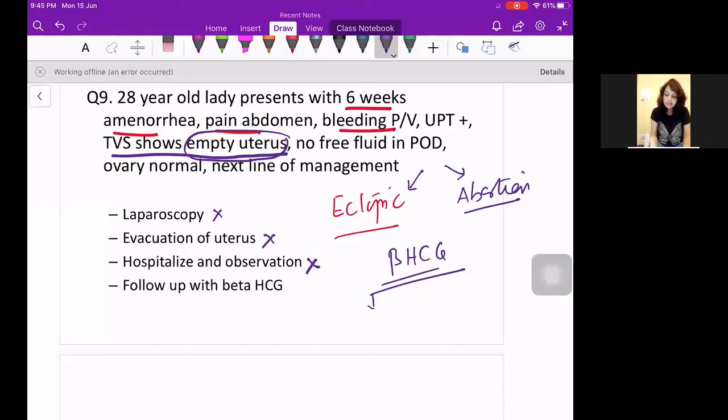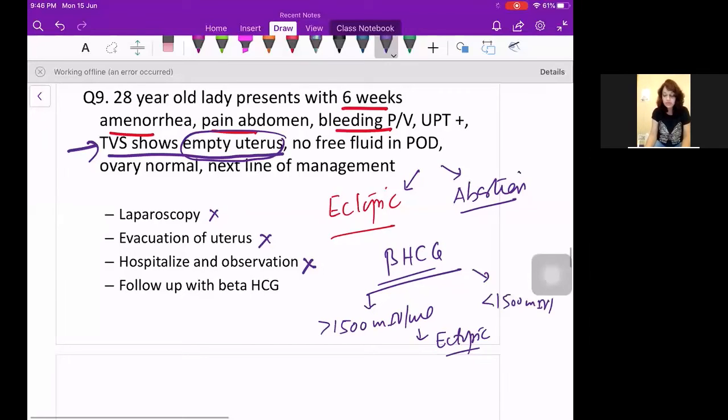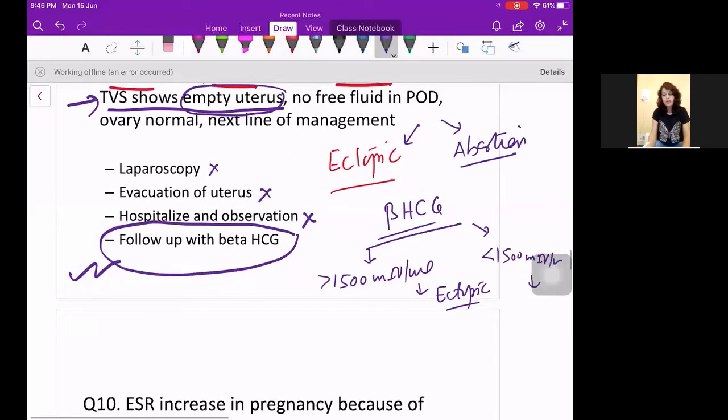If the beta HCG value comes out to be more than 1500 milli international units per ml, this will go in favor of ectopic pregnancy. That is, depending upon the transvaginal ultrasound report and combining it with beta HCG, if this goes less than 1500 milli international units per ml, then it may be in the process of abortion. So among the two, the deciding factor will be follow up with beta HCG to confirm our diagnosis, to come to a conclusion.